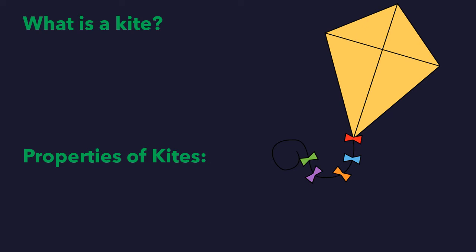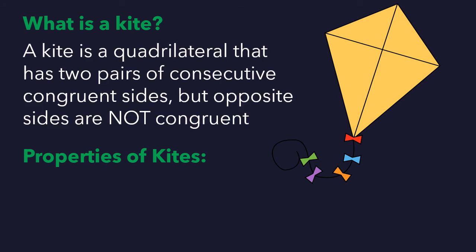Okay, let's go fly a kite. What is a kite? It's exactly what you think it looks like when you picture a traditional kite. It is a quadrilateral that has 2 pairs of consecutive congruent sides, but opposite sides are not congruent. So we might have a pair of congruent sides here, and we might have a pair of congruent sides here, but the blue and the green are not going to be congruent.